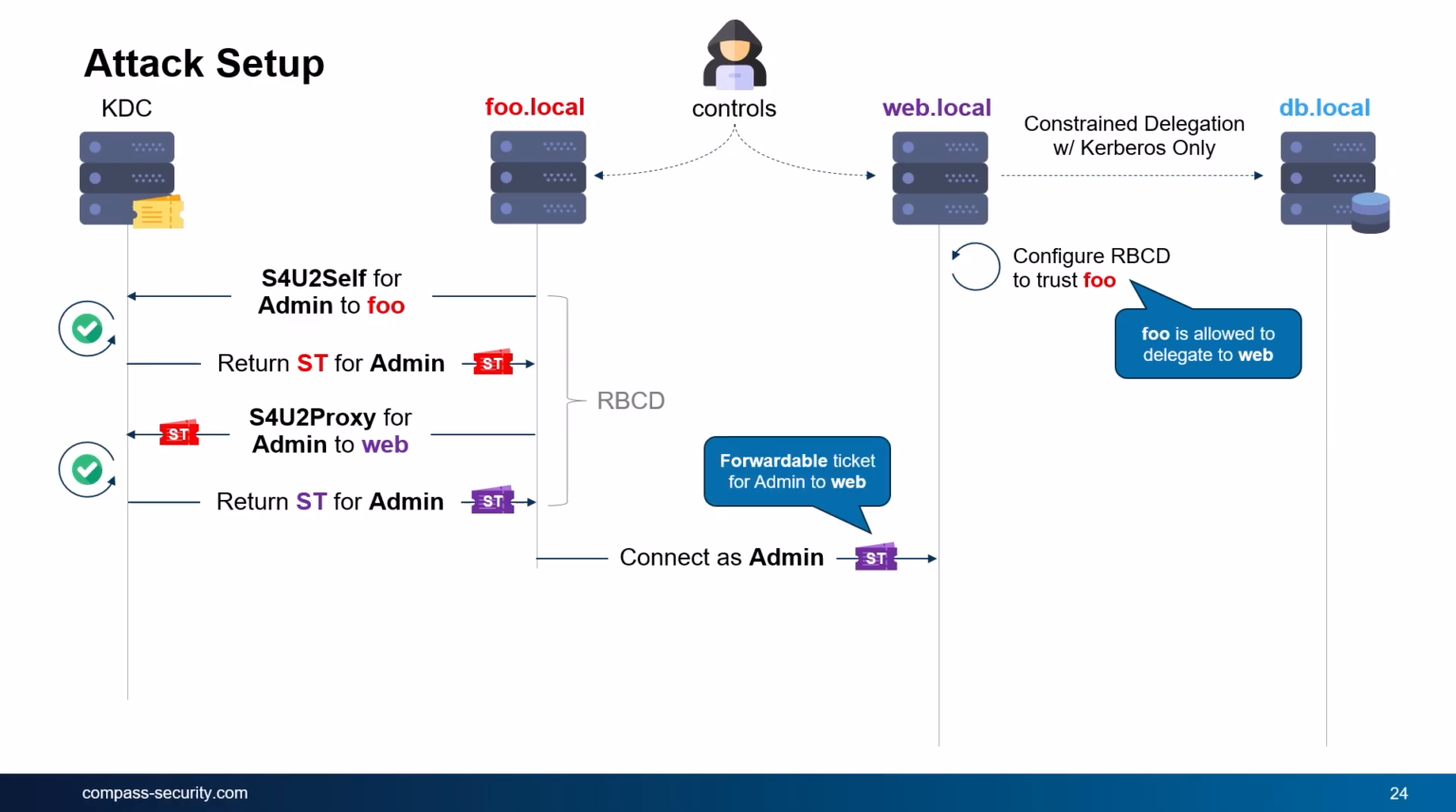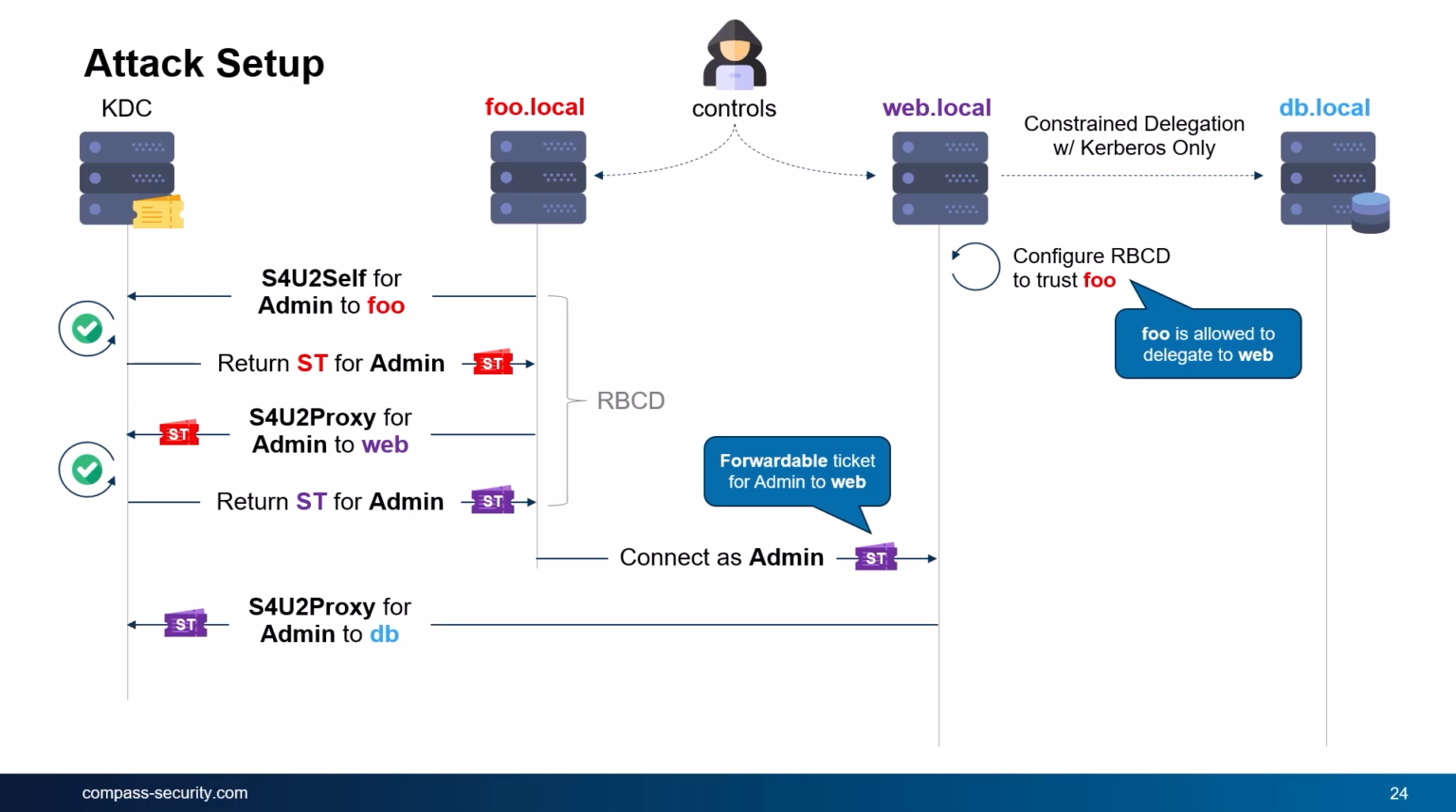And it's important to know that this ticket that results from a valid RBCD protocol exchange is indeed forwardable. So it is a forwardable ticket in the name of admin towards our web.local system. This means we have now fulfilled the prerequisites for constrained delegation with Kerberos only mode. So via RBCD, we have essentially faked a user's presence and created a forwardable ticket that can now be used in S4U2Proxy to abuse this part of the delegation setup. So that's exactly what happens next.